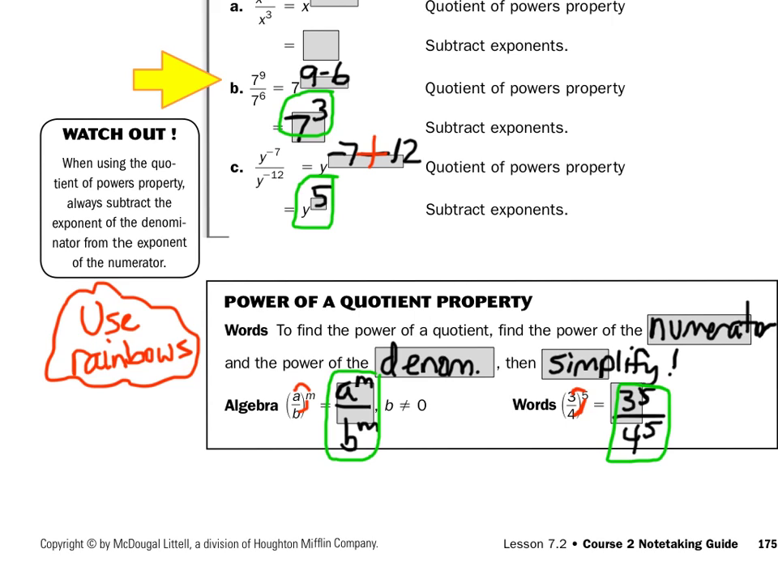Okay, take a look here. Power of a quotient property. To find the power of a quotient, find the power of the numerator and the power of the denominator. Then simplify. So take a look here in algebra.